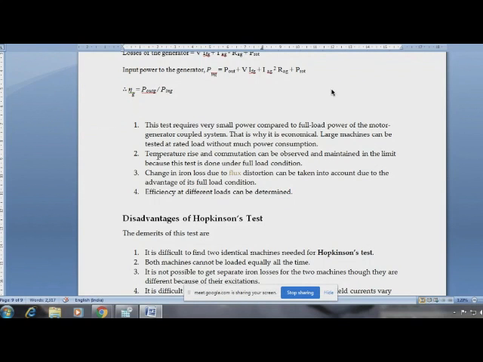Second point is that temperature rise and commutation can be observed because I'm conducting the test at full load. The load variation is done by varying the field current of the generator and making EG greater than EB. Okay, that's the concept there. And it is maintained within the limit because this test is done under a full load condition. Therefore, temperature rise and commutation can be observed.